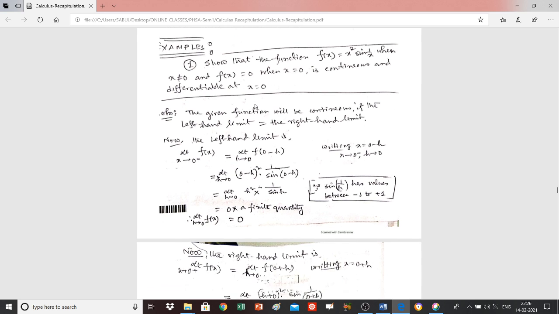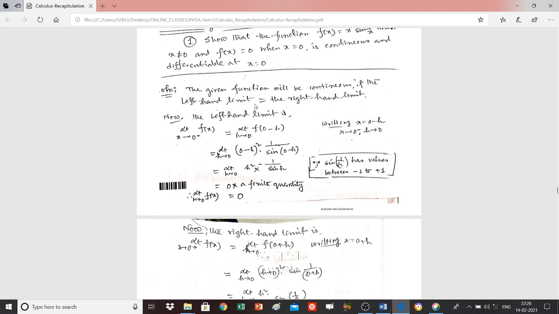So first we have to prove whether this function is continuous or not at the point x equal to 0. To do this, we know that we have to prove that the left hand limit should be equal to the right hand limit. Obviously they should exist, be finite and be equal. So that is done here.